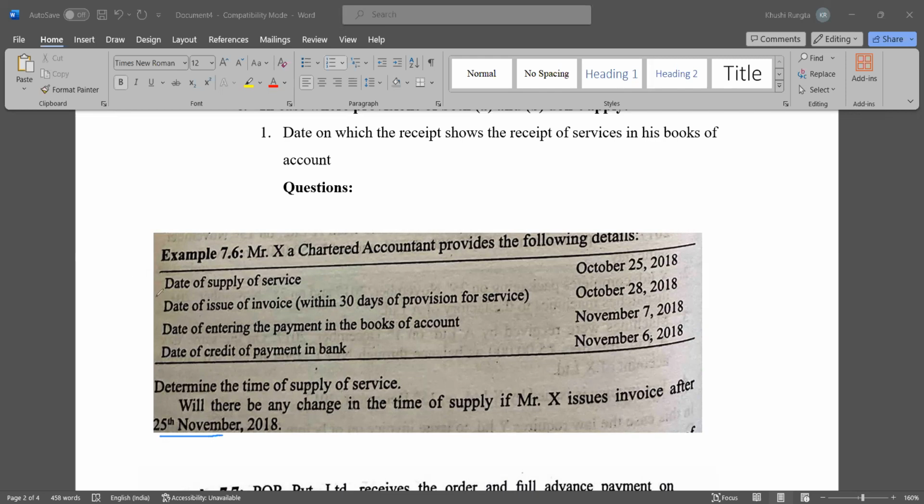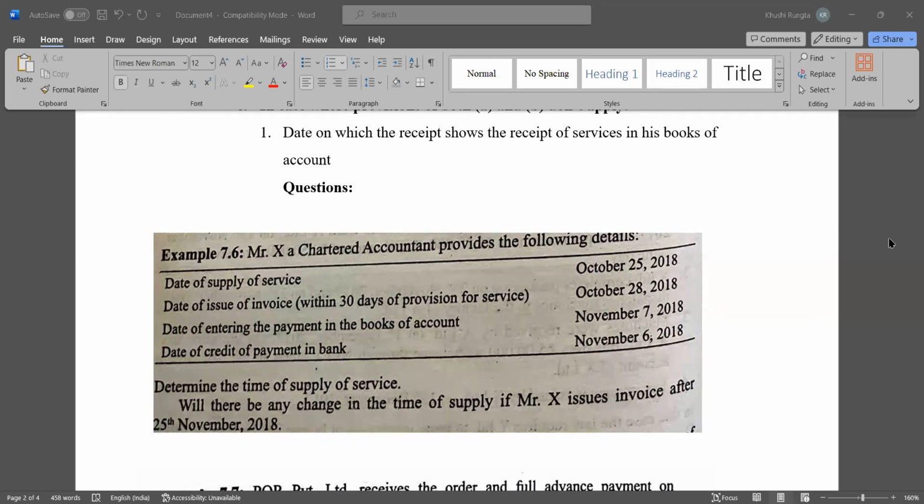Then you will look at two things, that is the date of supply of service, and the date of receipt of payment. Which is earlier, October 25th or November 7th? October 25th. Then it will change to October 25th. Answer, right? Got it? So we have solved both the cases in this, within 30 days and without 30 days. Is it clear? If no, any doubts, you can ask me. Your doubts will be cleared within 24 hours from the comment posted.